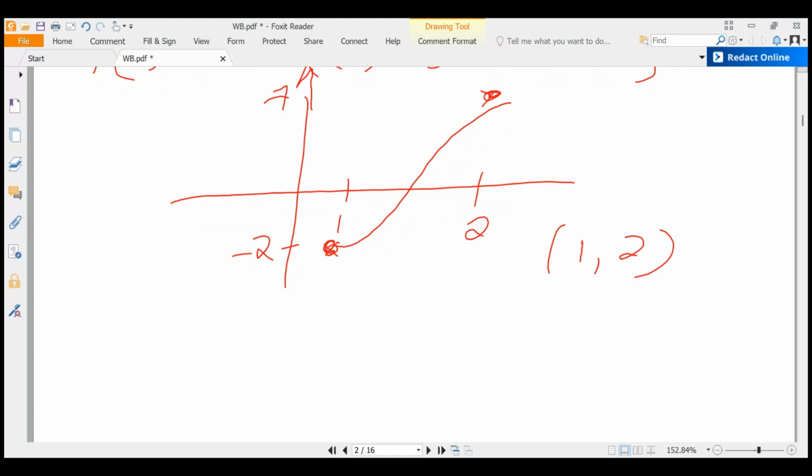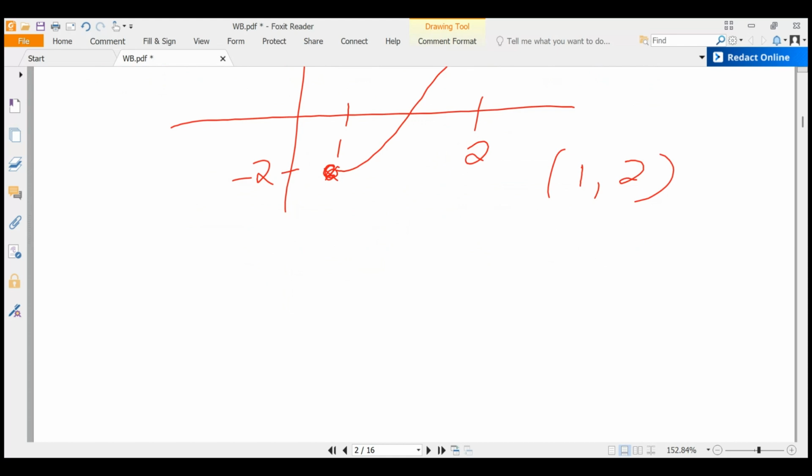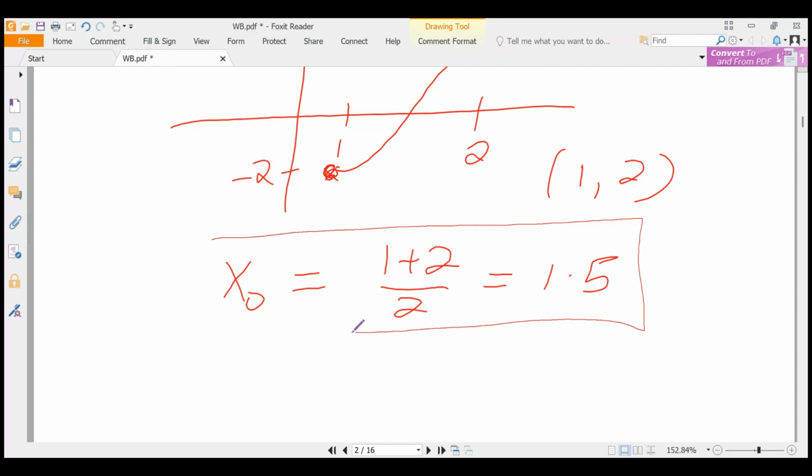We can then approximate this root by the midpoint of the interval. That is, we can take x naught to be the midpoint, 1 plus 2 divided by 2, which is 1.5. That is how we can make our first approximation. With this value in mind, we can now obtain a better approximation using the Newton-Raphson method.